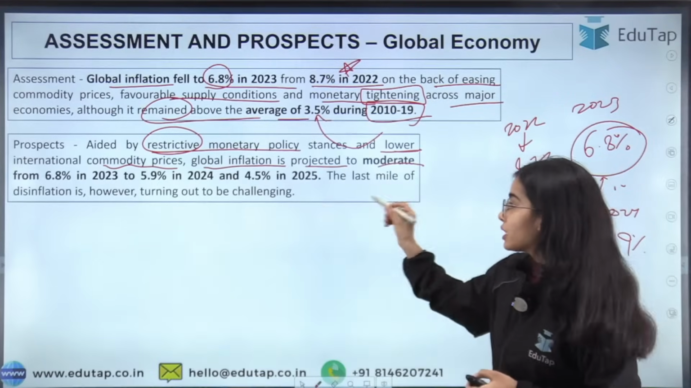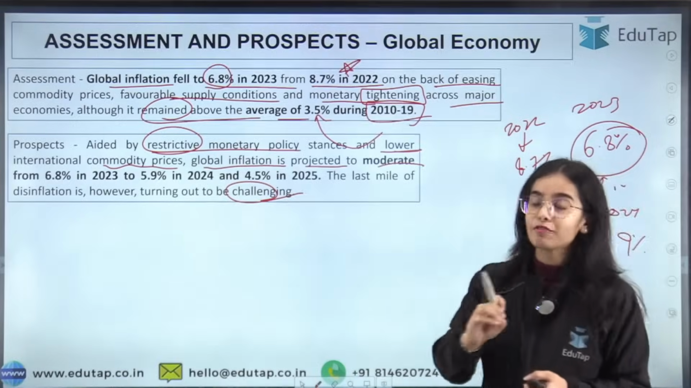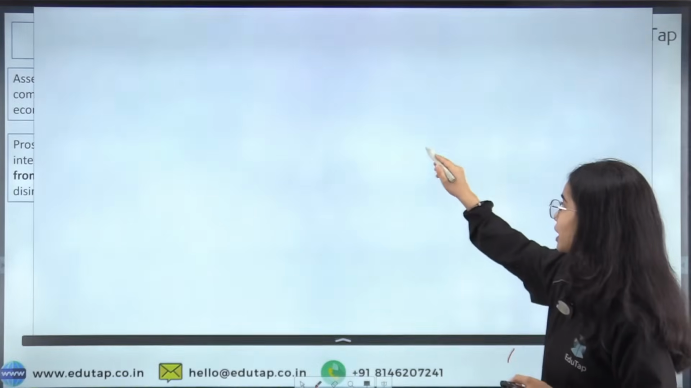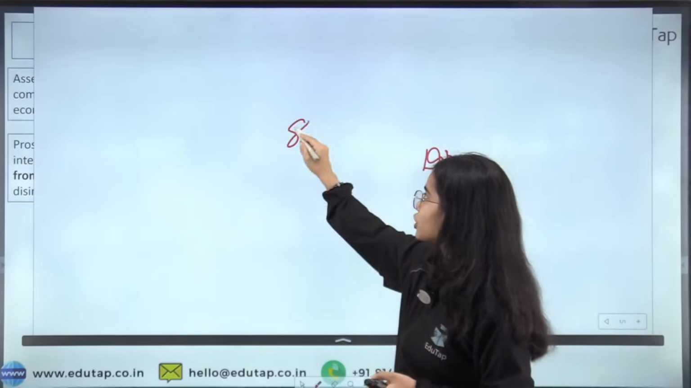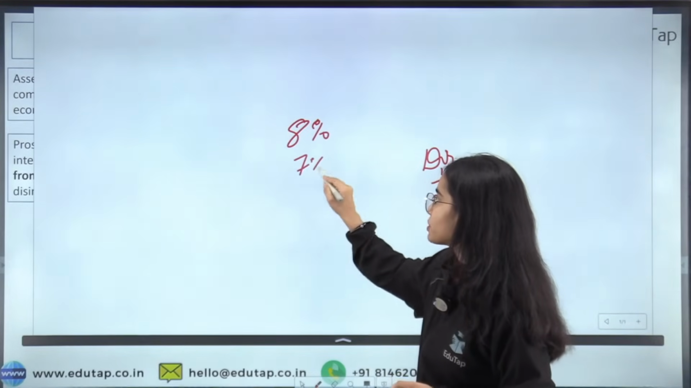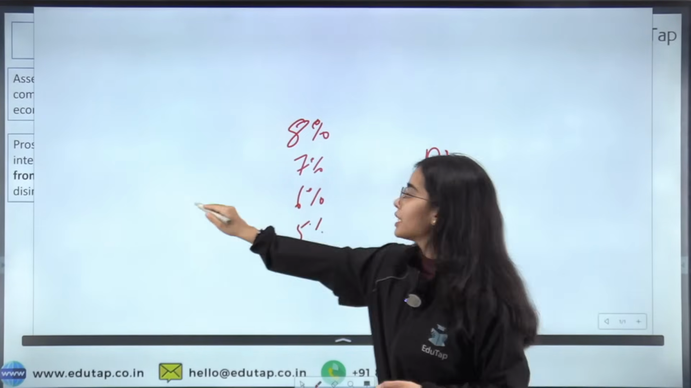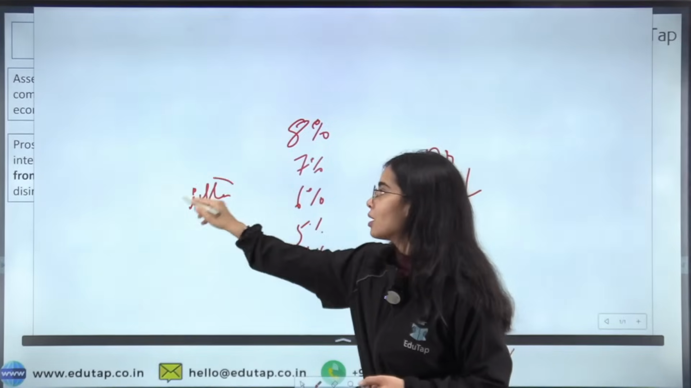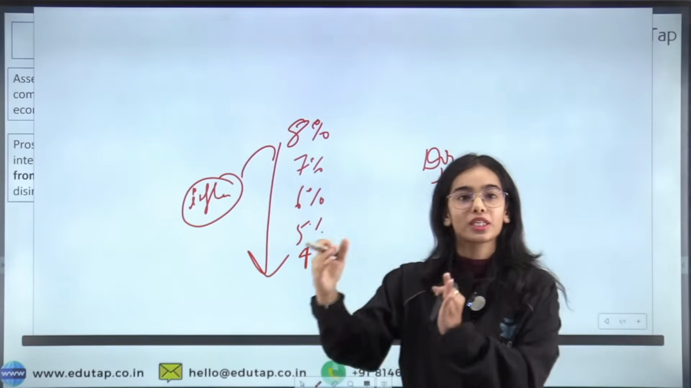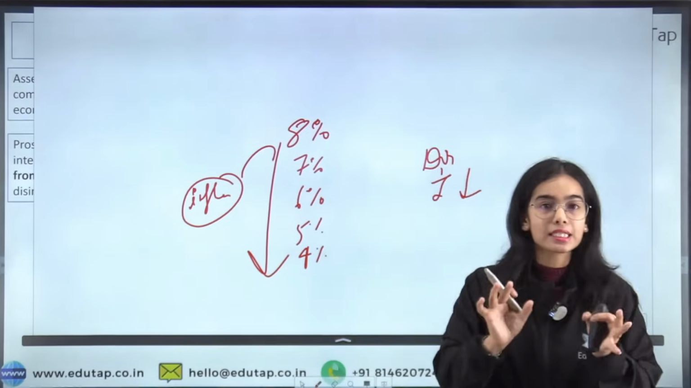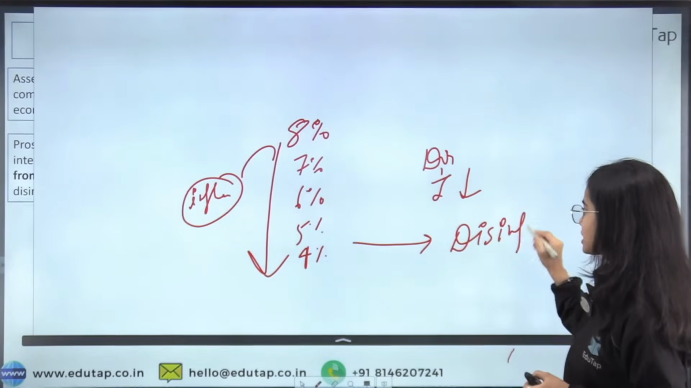Okay. But this last mile of disinflation, what is the meaning of disinflation? Disinflation means that the inflation will go down. So if the inflation is 8%, it will go down to 7%, 6%, 5%, 4%. That means inflation is happening, but the inflation rate is decreasing. Positive inflation is happening, but the inflation rate is decreasing. So this is disinflation.